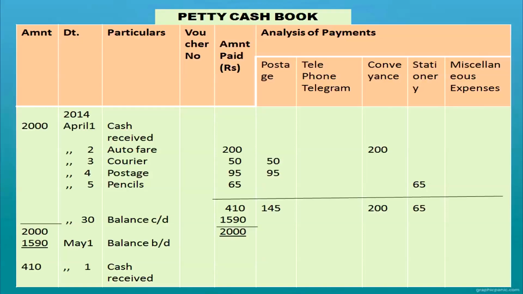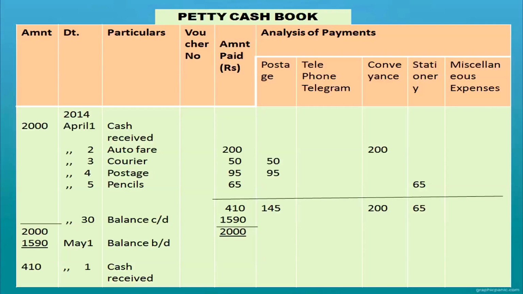So, for auto fare, you have made payment. Courier, you have made payment for rupees 50. Postage for rupees 95, and pencils as stationery, you have made payment for 65 rupees. So, for analysis of payments, you have to prepare columns like this: postage, telegram, conveyance, stationery. Auto fare, conveyance, in the conveyance column I have written. Courier, postage, so that also I have written in the postage column. Pencils, 65 rupees in the stationery column.